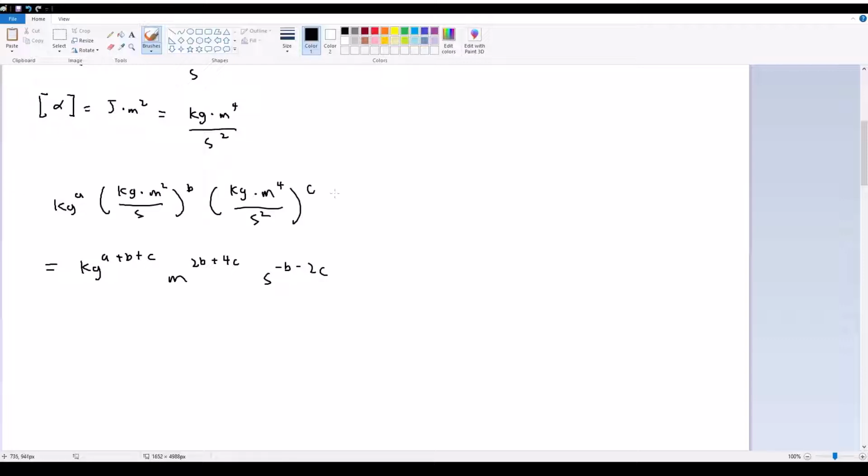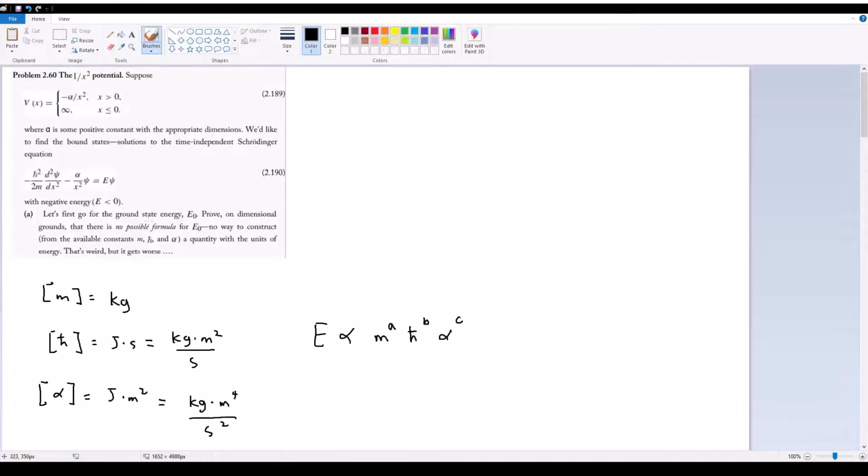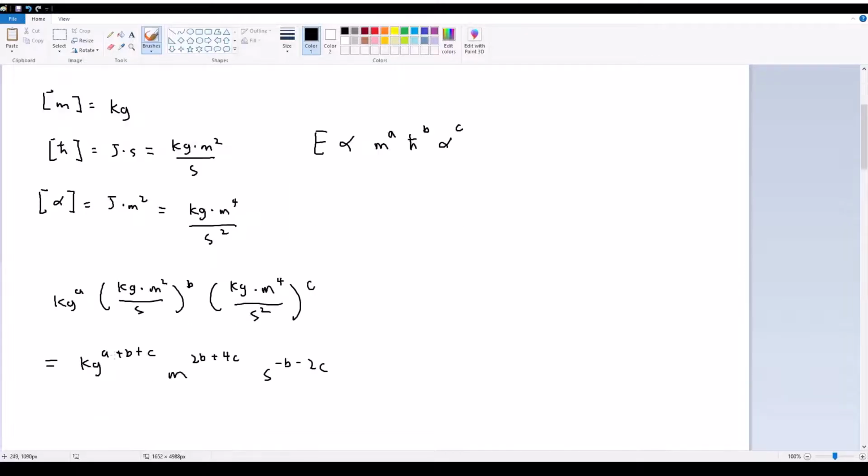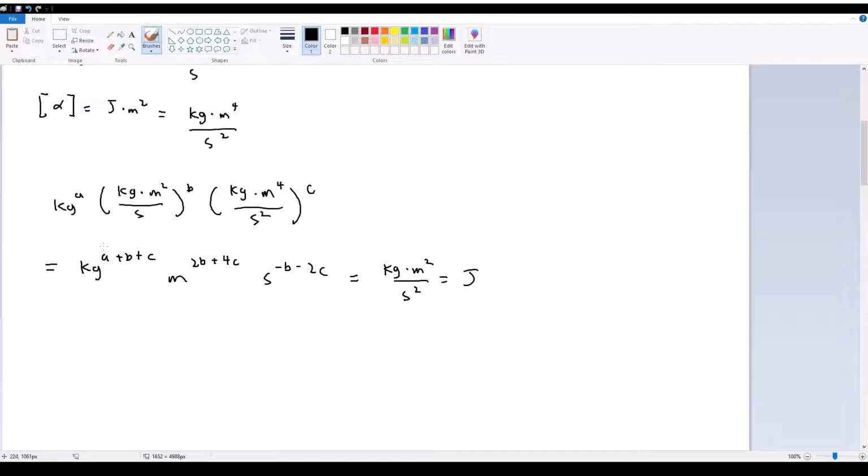So this ultimately has to have units of joules, because there is nothing else here that has any units. Psi is dimensionless, so these constants that carry over are the only things we have that actually have units. So ultimately this has to equal kilograms times meters squared per second squared, because this has to equal joules. So this gives us a system of conditions where a plus b plus c has to equal 1, 2b plus 4c has to equal 2 for meters squared, and negative b minus 2c has to equal negative 2 for 1 over seconds squared.